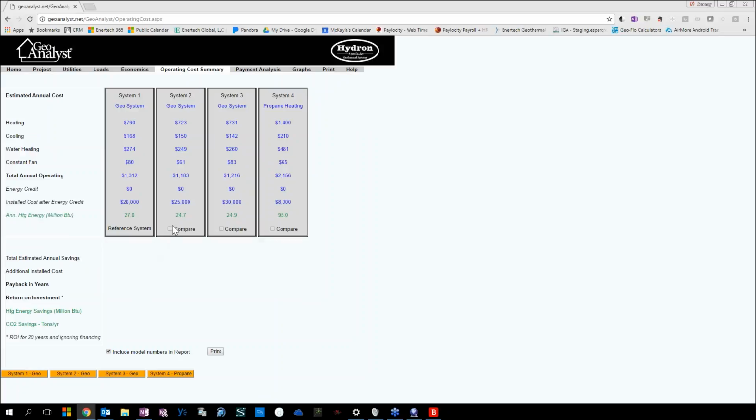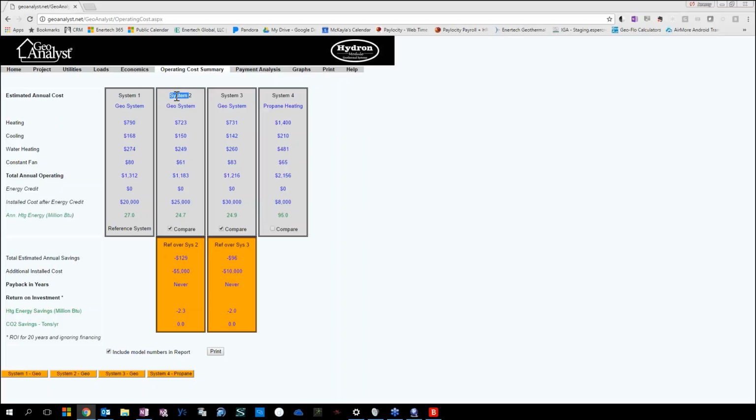So what we're looking at here is a comparison of these different systems. So let's compare the 3 geo systems head to head. Looks like the internet's a little bit slow today for some reason. This is a web-based program, so if you're out in the sticks trying to use this on your computer or the phone, maybe don't.